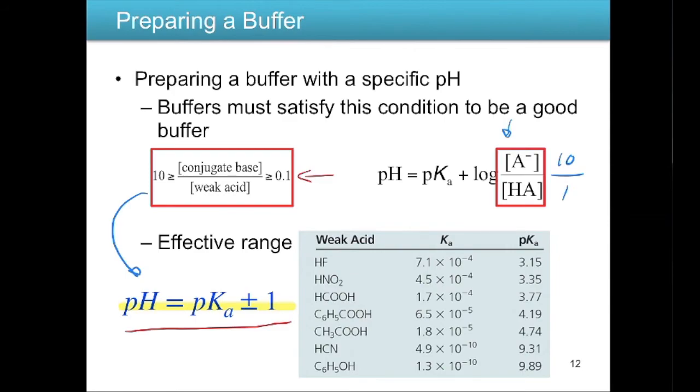And this table on the right just shows you some different pKa values for some different weak acids. So we have hydrofluoric acid, nitrous acid, acetic acid, and so on. And you can see that they have different pKa values, so they will be good for buffering at different pHs. So for example, HF will be good for a pH range of 2.15 to 4.15. HCN will be good for a pH of 8.31 to 10.31.